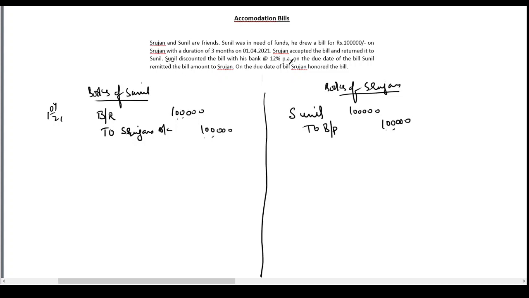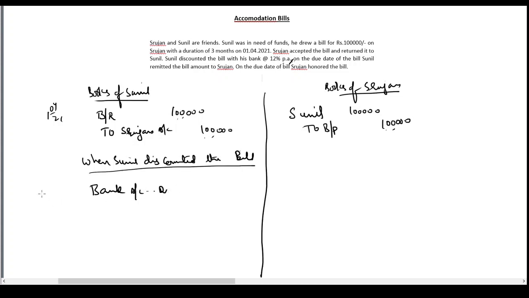Now what did Sunil do? Sunil was in need of funds. What can he do with this paper? Bill is only a paper. Now he wants money. So he goes to a bank, gives this bill and takes some money in return. When Sunil discounted the bill, there will be some money which will come into his bank account. Bank account will be debited on 1st April 21.